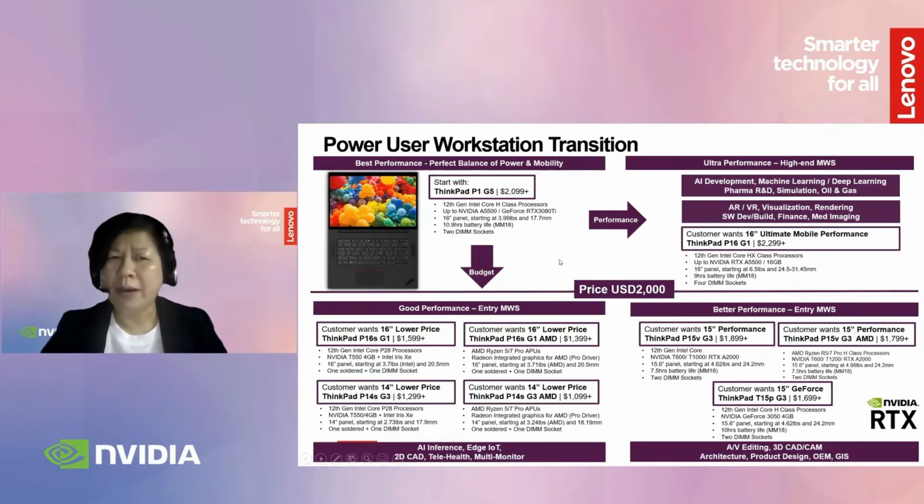If you have slightly more budget, and you want a more powerful graphic card, then we can go for the P1 Gen 5, or the P16. This will allow you to have either an NVIDIA A5500, or a GeForce 3080 Ti. This will be the way to go for you to choose the right mobile workstation.